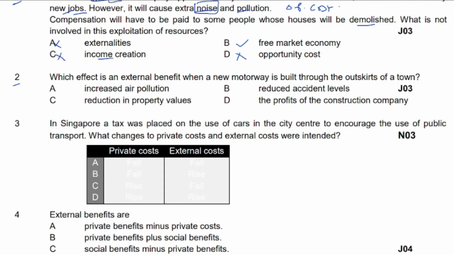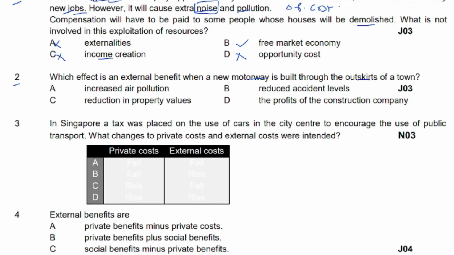Now moving to question number 2, which effect is an external benefit when a new motorway is built through the outskirts of town? So when you are building a new motorway on the outskirts of the town, outside of the town, then what will be an external benefit? External benefit is basically benefit to the third party, and a third party is a person who is neither producer nor consumer. Meaning the people living around, if they are benefited, then it will be an external benefit for them.